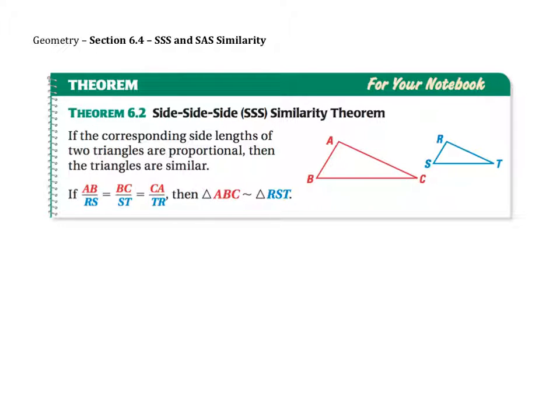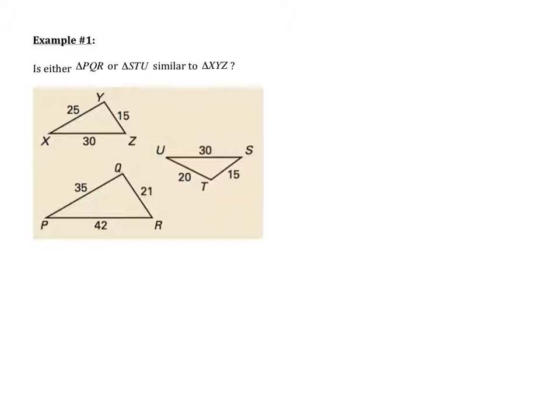So if you can prove that the ratio of AB over RS is equal to the ratio of BC over ST, and that's equal to also the ratio of CA over TR, so if all three ratios are the same, so side, side, side, then the two triangles are similar. Now let's put that theorem to use. So here's example number one.